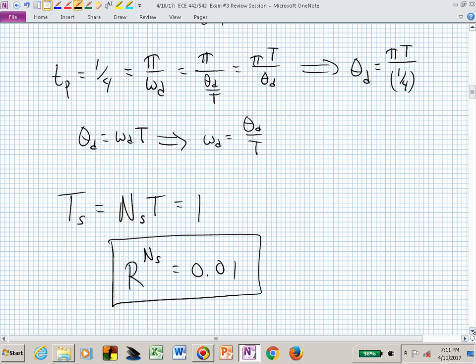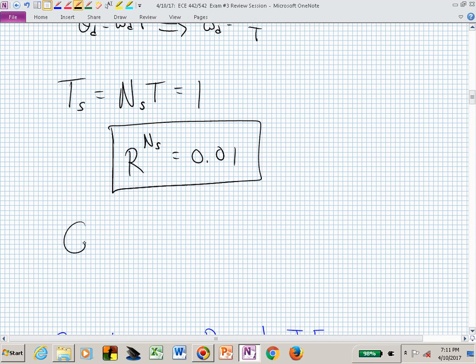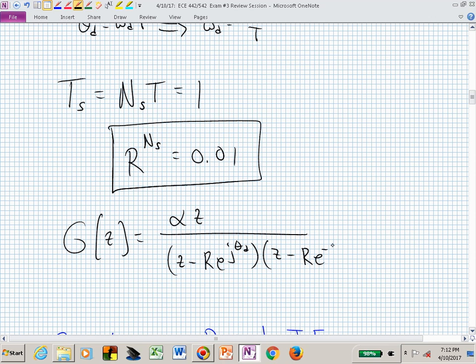And once we have R, if somebody says, suppose that your G of Z had a 0 at the origin, maybe somebody tells you that, or they tell you you have a pole zero excess of 1 in your second order transfer function, then we now know that we have alpha Z, if we had a 0 at the origin, and we have Z minus R e to the j theta sub D, and we have Z minus R e to the minus j theta sub D.